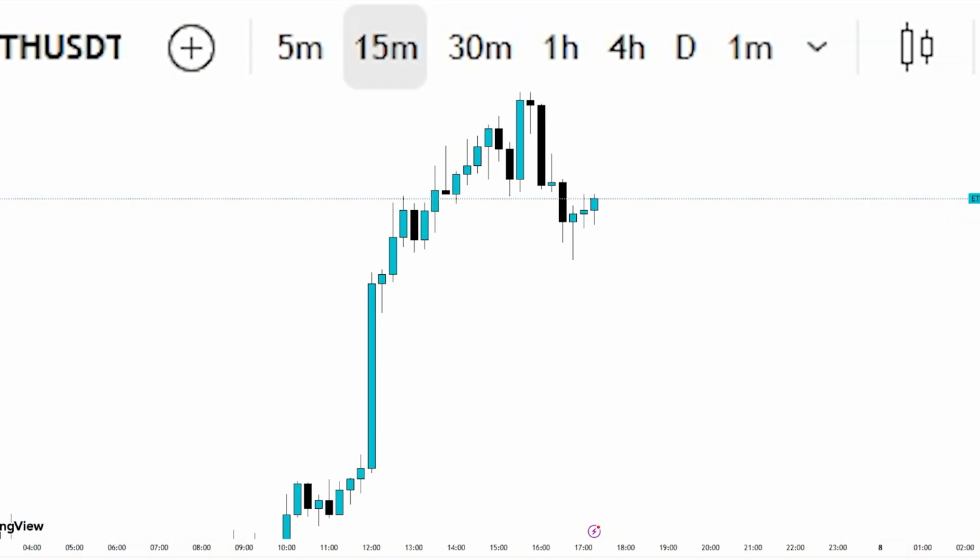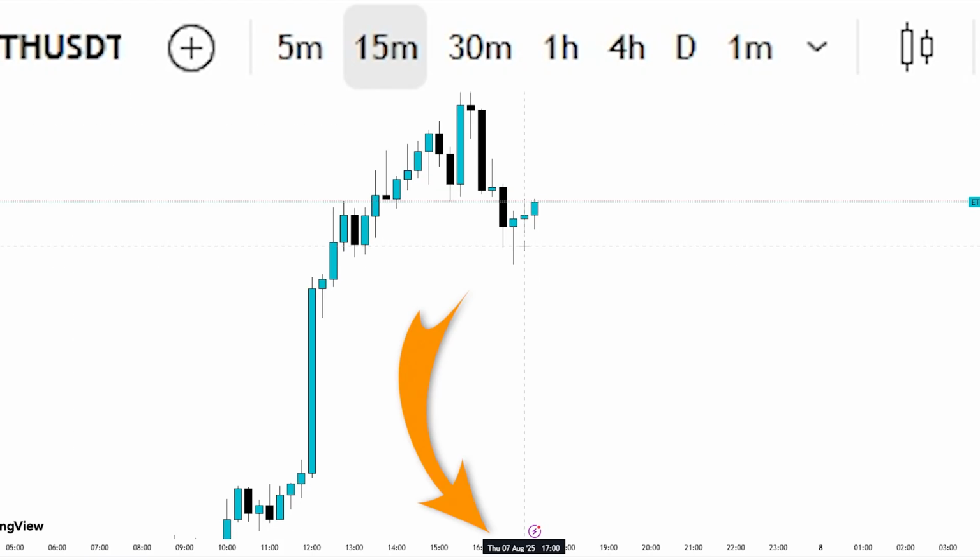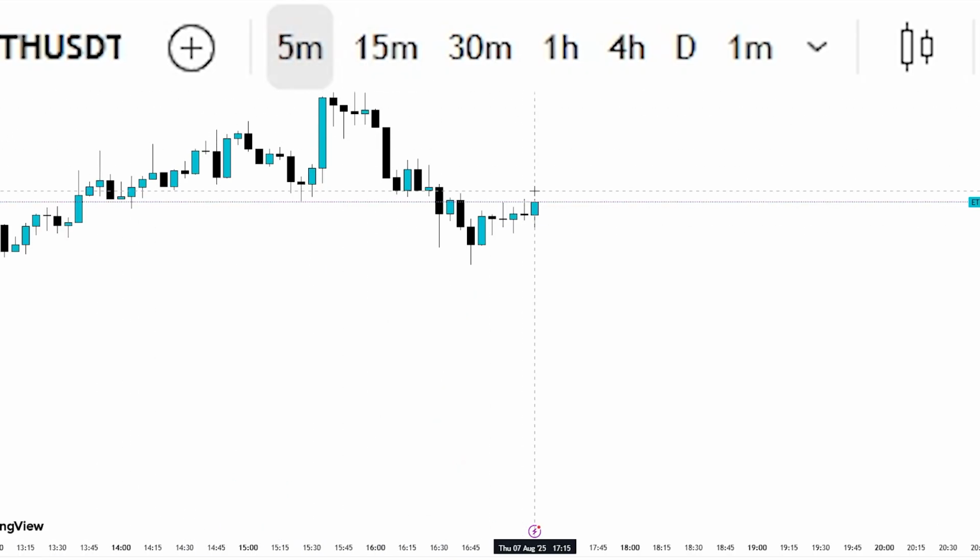I currently have a 15-minute time frame open, and as you can see, each candlestick represents a 15-minute period. If I switch to, say, a 5-minute chart, each candlestick will represent a 5-minute period.